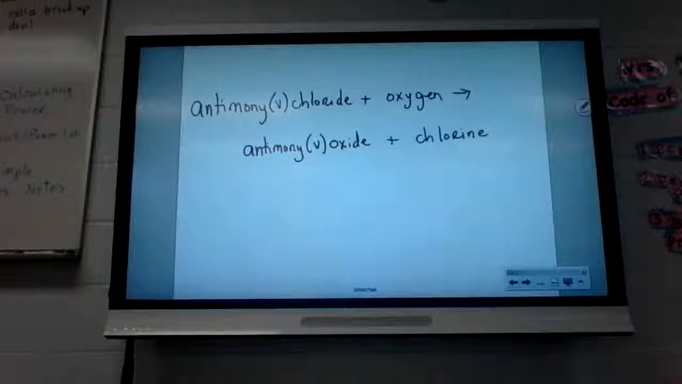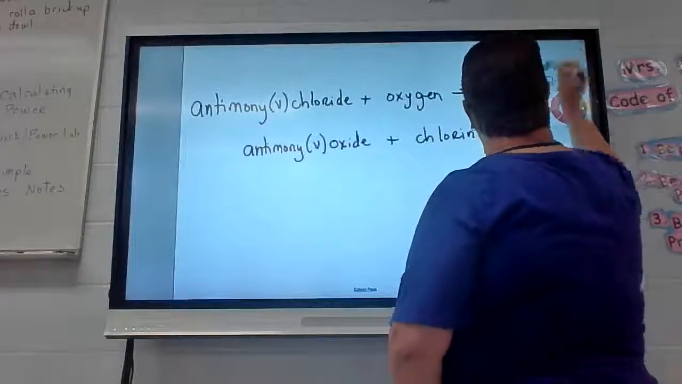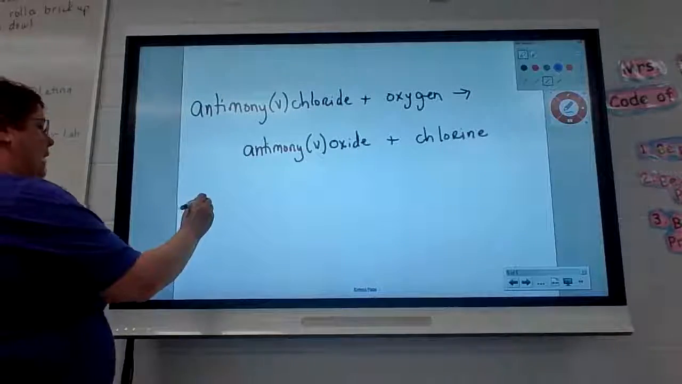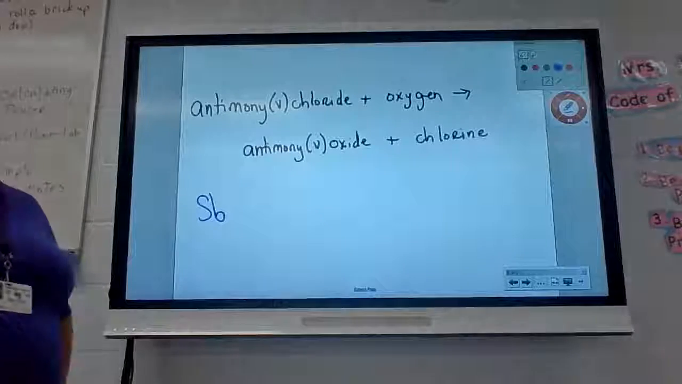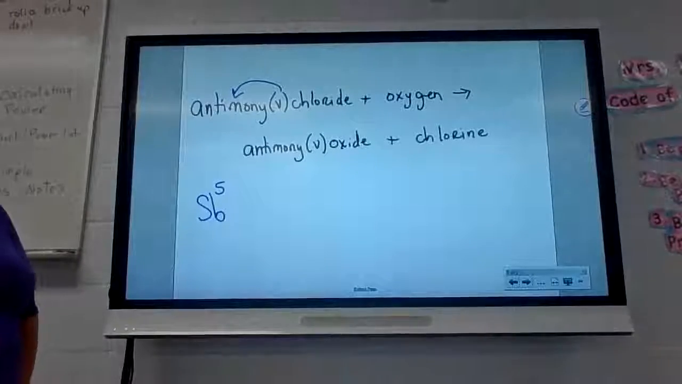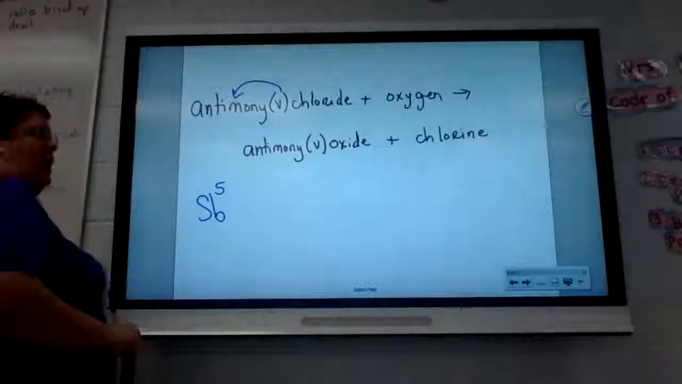What is antimony 5 chloride? Is it a compound or is it an element? It's a compound. So if this is a compound, what are we going to do? Crisscross. So what's the symbol for antimony? Sb. What's its oxidation number? 5. We knew its oxidation number was a 5 because the Roman numeral is a 5. We can look it up, and you're going to have multiples listed there. Now, chlorine symbol is what?